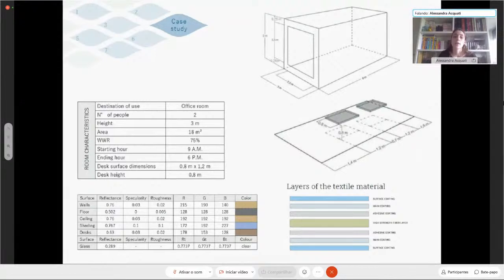Here are then collected the room characteristics useful for the analysis. In particular, the office is for 2 users, and the occupancy time goes from 9 AM until 6 PM. And then are collected all the information about the geometry dimensions. On the bottom part of this slide are reported the optical properties useful for the dynamic analysis that characterize the different surfaces of the office.